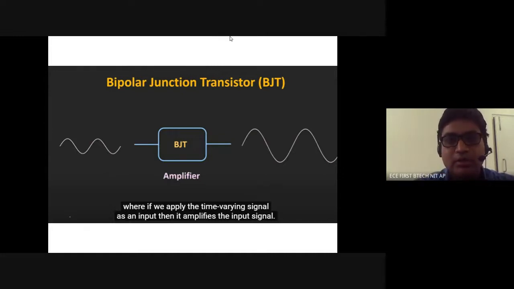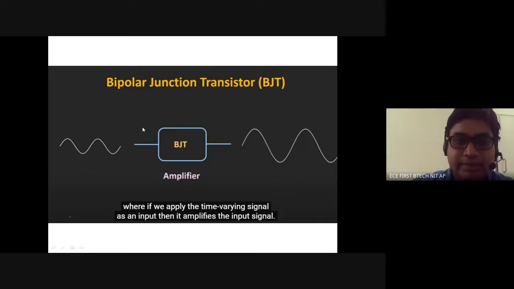As you know, BJT has two very important applications, one of which we call the amplifier. Now, what do we mean by amplifier? Basically, when we apply a time-varying signal, like this one, at the input, we will get an amplified output.